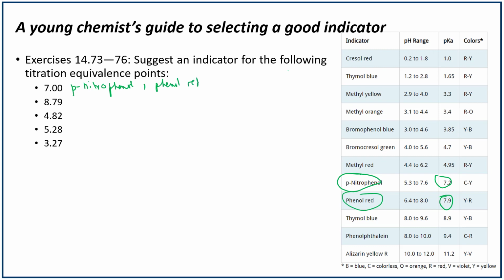And then the next thing, let us consider pH of 8.79. So around 8.79, that will be, well, plus or minus 1, so that's around 7.79 to 9.79. So we can actually use thymol blue. Thymol blue has a pKa of 8.89. And we can use phenolphthalein as well. So this one should be thymol blue and phenolphthalein.